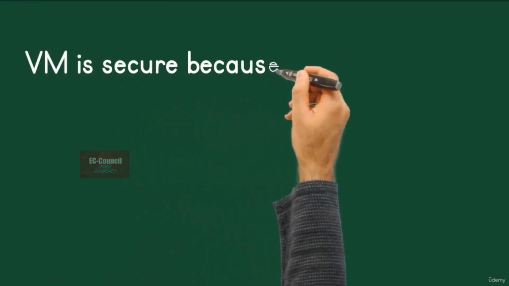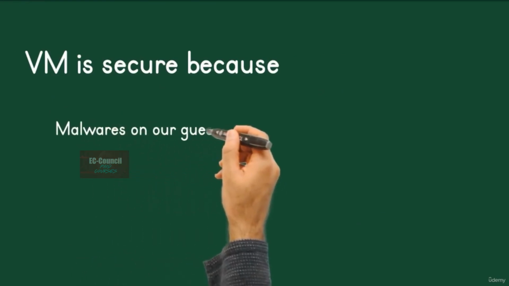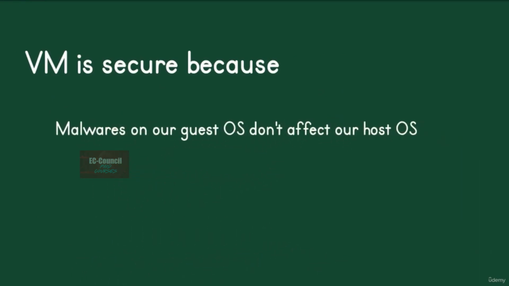Actually, using a virtual machine is much more secure than using our main machine, because if there is malware or a virus in our guest operating system, it will only affect our guest machine, and it will not affect our host machine or operating system. The virtual machine works as a box, and the operating system inside of that box is separated from our host machine.